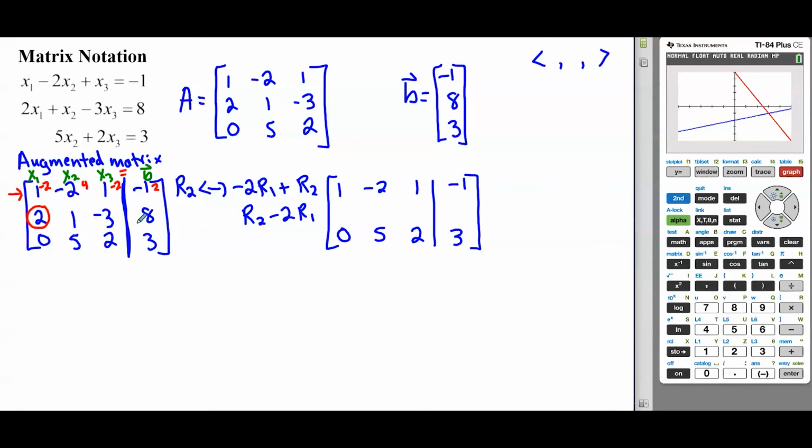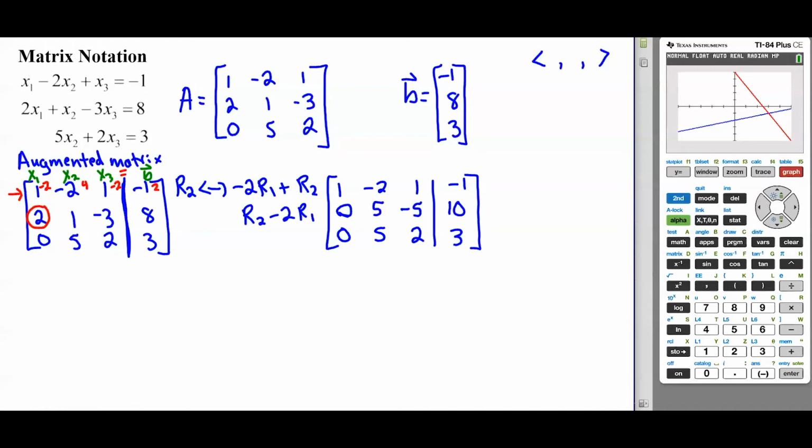So the second row minus 2 times the first row is going to be my new second row. So here I've got 2 and -2, that's 0. 1 and 4 is 5. -3, -2 is -5. And then 8 and 2 is 10. You can see this is the same thing that happened last time, except we weren't just using the coefficients.